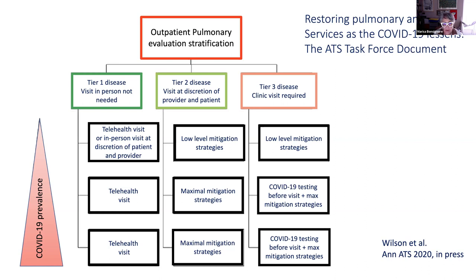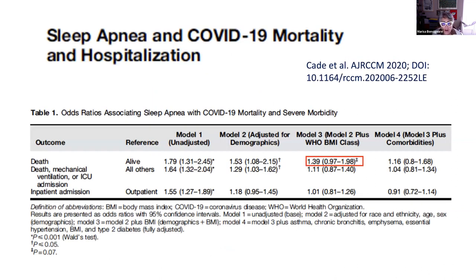Just a few words on the role of sleep apnea on COVID-19 mortality. This is the largest series published recently, end of November, I think, in the American Journal of Respiratory and Critical Care Medicine. Patients with sleep apnea have a higher risk of mortality, but as you see in model 4, if you consider the comorbidities, then the risk of death becomes non-significant. So maybe sleep apnea is a marker of increased risk rather than contributing to the risk itself.